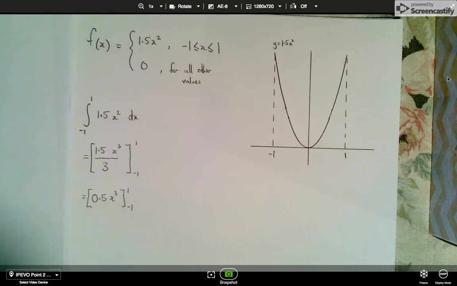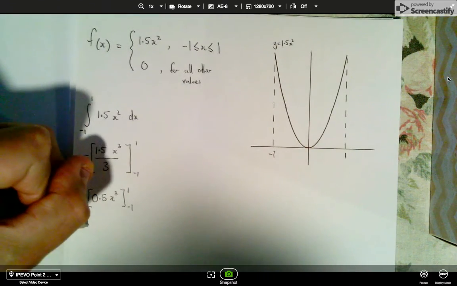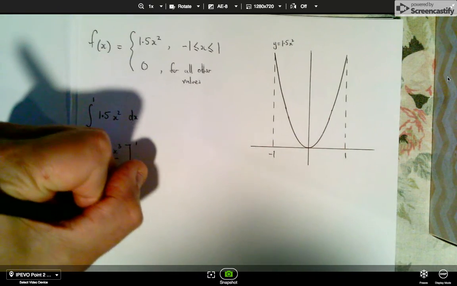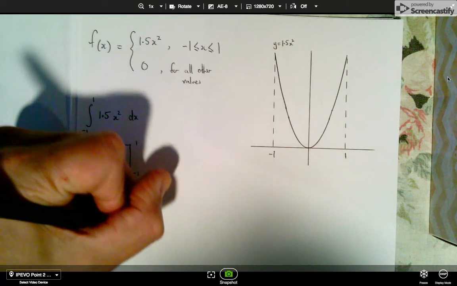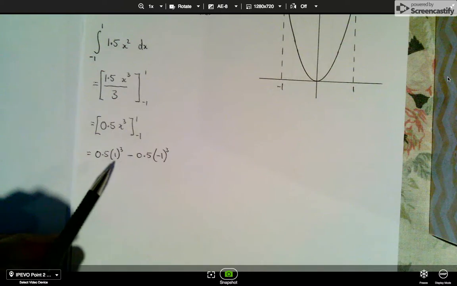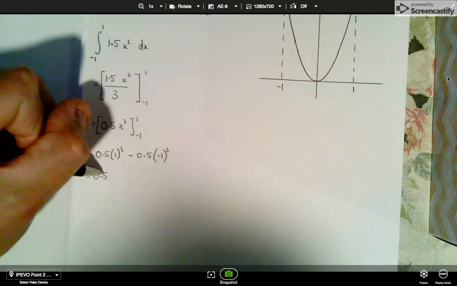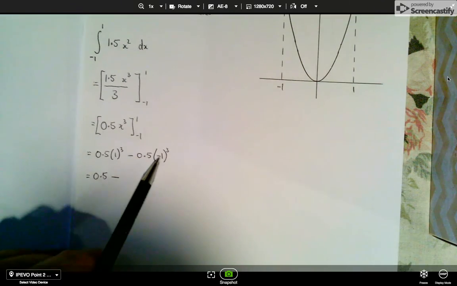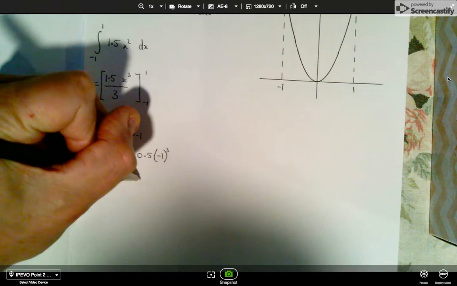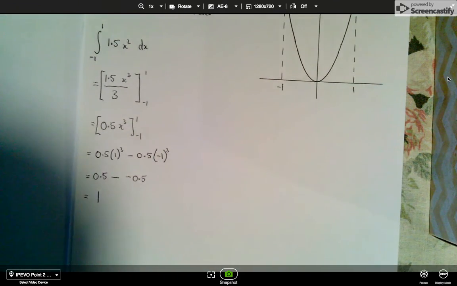What's the next step that we have to do? We have to substitute our limits in. So when we put 1 in here, we get 0.5 times 1 cubed minus 0.5 times -1 cubed. Now, you've got to remember a few rules here, but 1 cubed is just 1. So 0.5 times 1 is just 0.5, minus. Now, -1 cubed is -1, so 0.5 times -1 is -0.5. And that gives us 1. 0.5 minus -0.5 just gives us 1.